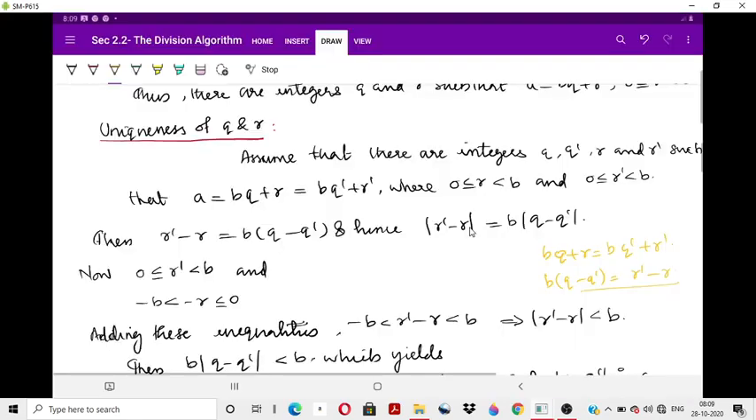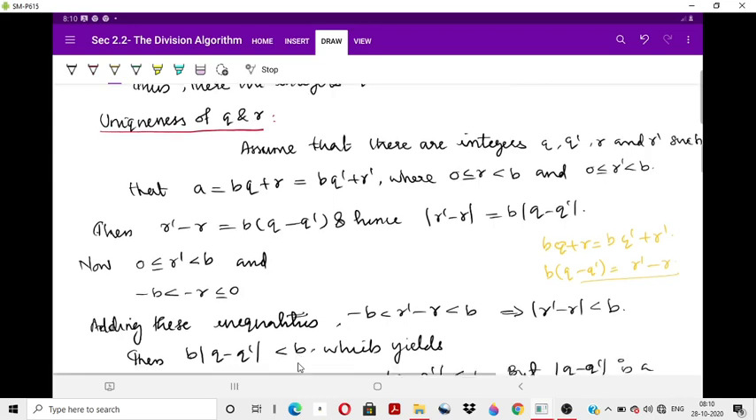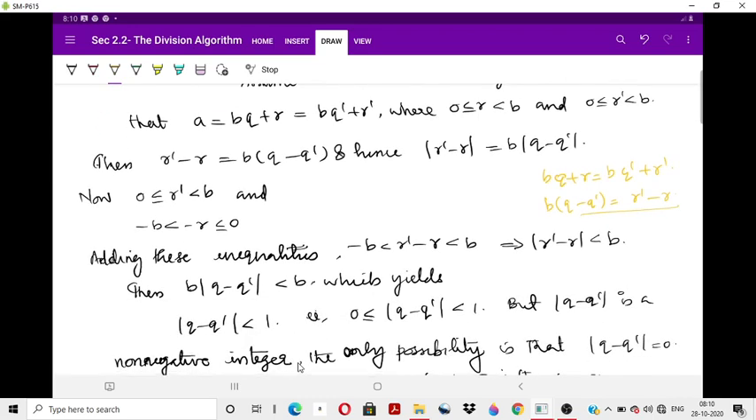Now what is mod of r dash minus r? Mod of r dash minus r is b into mod q minus q dash. So we can write b into mod q minus q dash is less than b, which yields that mod of q minus q dash is less than 1. Since b is a positive number, we can cancel this from the inequality, b into mod q minus q dash is less than b. So cancelling b, we have obtained mod q minus q dash is less than 1.